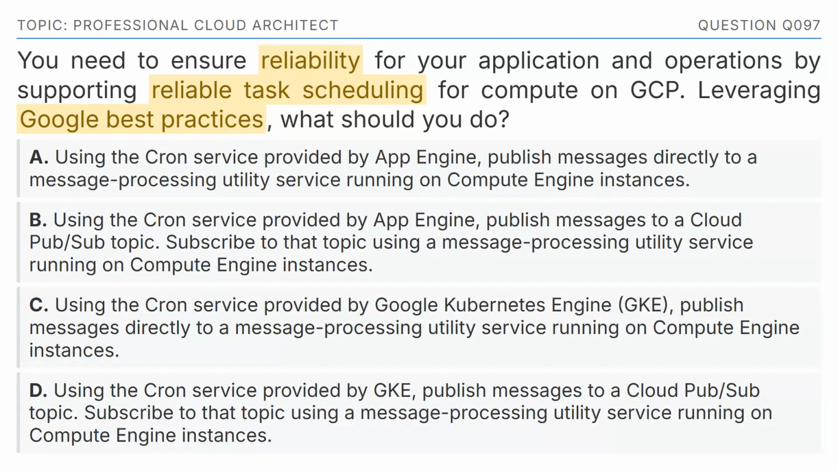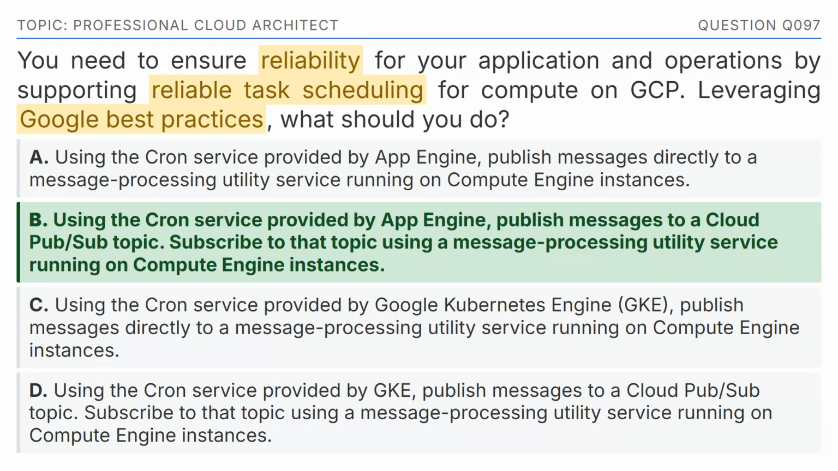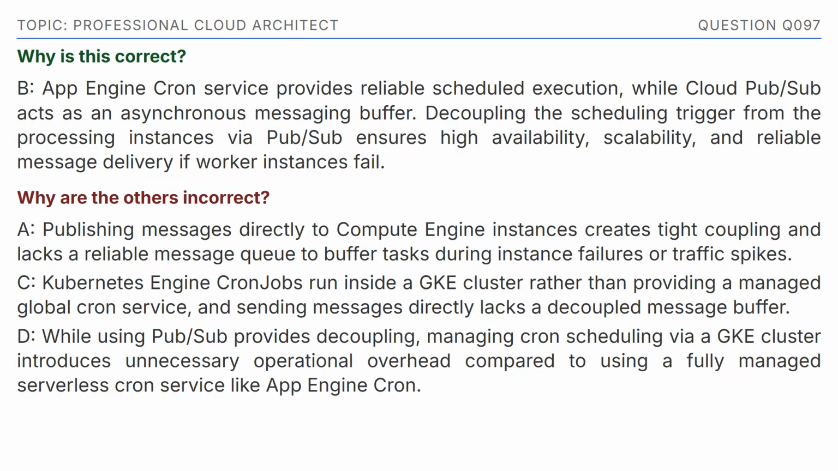To arrive at the correct answer, we focus on the keywords reliability, reliable task scheduling, Google best practices. The correct answer is option B, using the cron service provided by App Engine, publish messages to a Cloud Pub/Sub topic. Subscribe to that topic using a message processing utility service running on Compute Engine instances. Why is this correct?